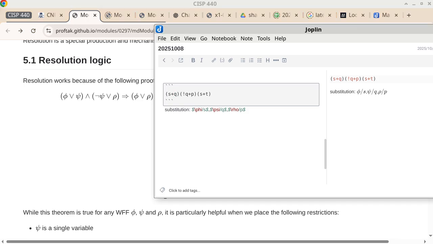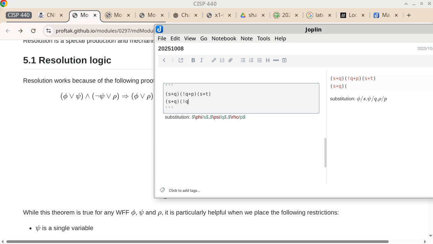So what does that mean then? Well, that means only this part here is the same thing as the implication, where phi is S, or rho is P. So what does that mean? In other words, I can now say S or Q and not Q or P is implying S or P. Okay, that's the result of the implication.